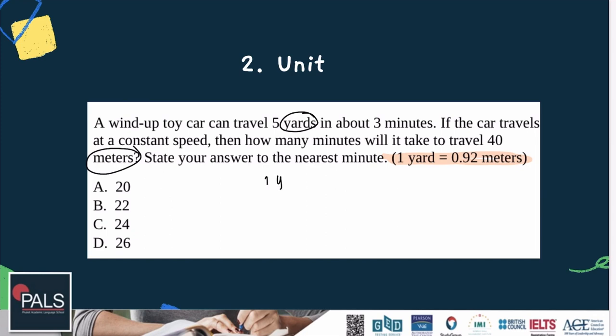So if 1 yard equals 0.92 meter, how about 5 yards? X meter.